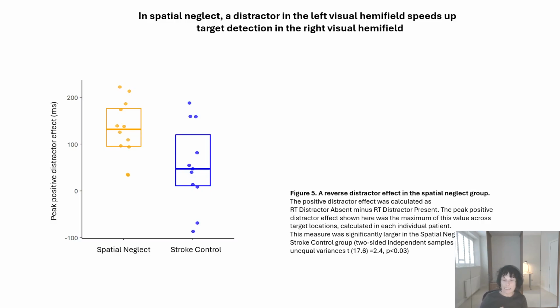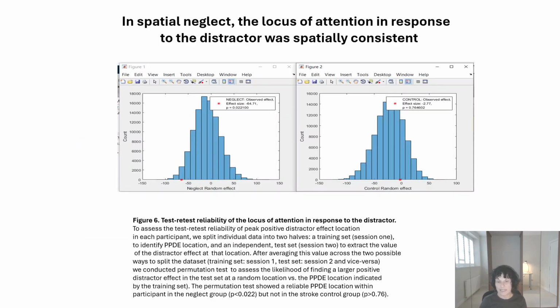To do so, we split individual data into two halves, a training set and a test set. In the training set, we identified the location of the peak positive distractor effect, PPDE. In the test set, we extracted the value of the distractor effect at that location. A permutation test assessed the likelihood of finding a larger positive distractor effect in the test set at a random location versus at the peak positive distractor effect location indicated by the training set. The results were significant in the spatial neglect group only.